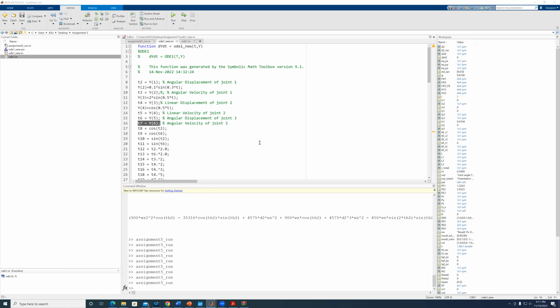Okay, thank you. Now, the last question: what masses to assume for the 3 links? That I think is given in the problem.